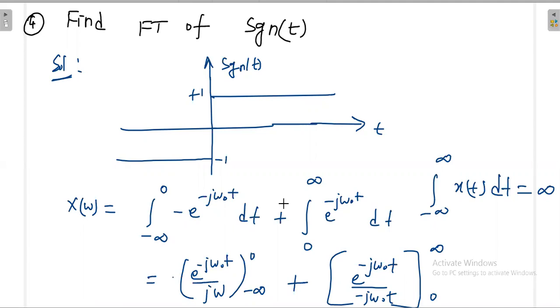So we have to modify our approach. It doesn't mean that it does not have a Fourier transform. With some modification, we can write the Fourier transform for this signal. Practically, for some kinds of signals, we can write the Fourier transform with the help of some other signal.